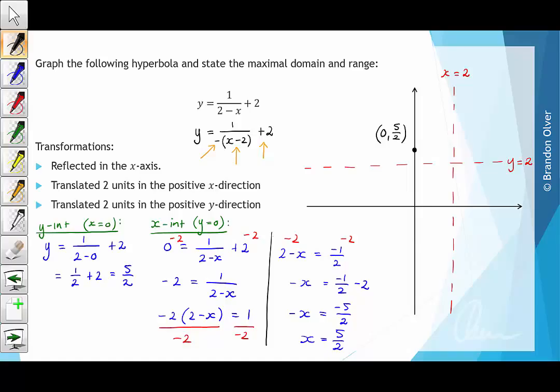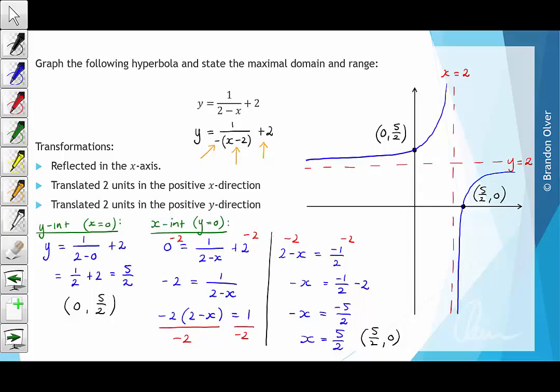So the y-intercept was 0, 5 on 2, and our x-intercept is 5 on 2, 0. And that occurs just here, which is 5 on 2, 0. Because it's reflected in the x-axis, we've now got the hyperbola in the bottom right and the top left corners of the asymptotes.